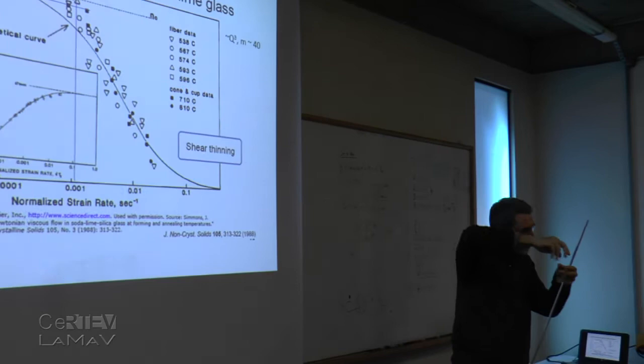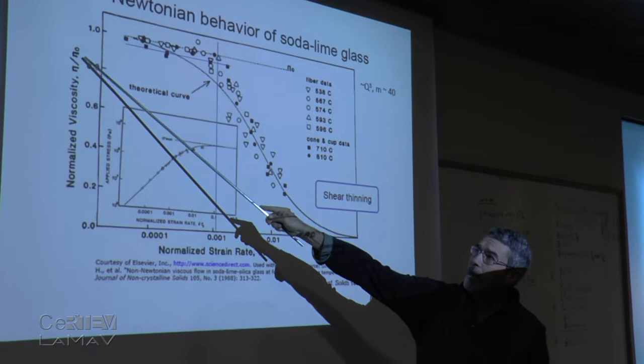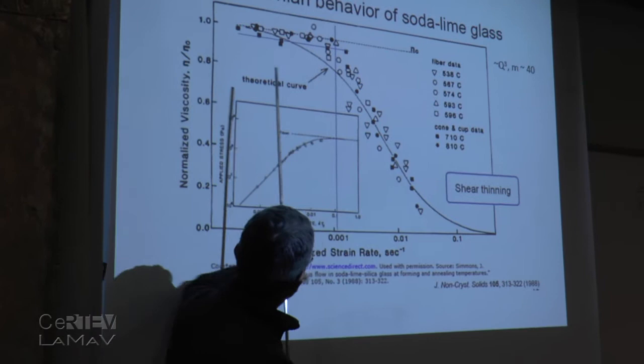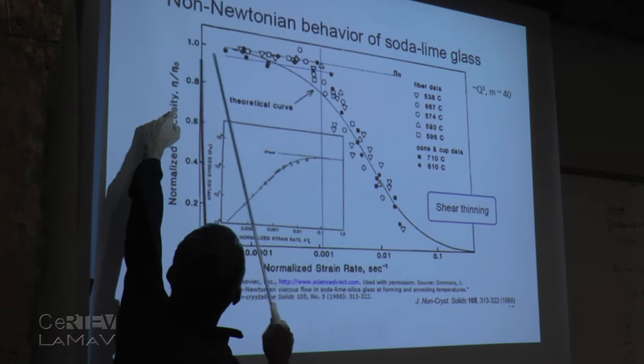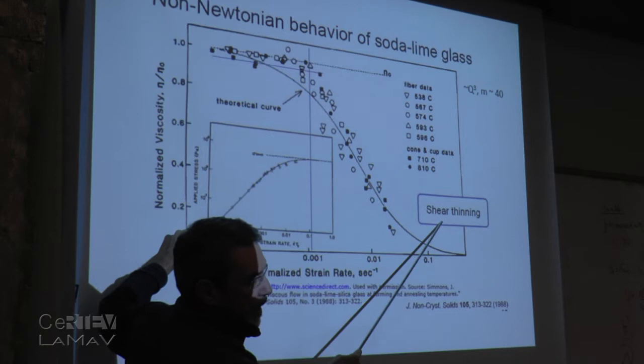But at several temperatures. You see here in this curve, this is the viscosity divided by the Newtonian viscosity. You see, it's more or less constant. The strain rate is here. See, this is more or less constant, but after some stage, the viscosity divided by the original Newtonian viscosity decreases a lot. So, shear thinning, even soda-lime silica glasses.